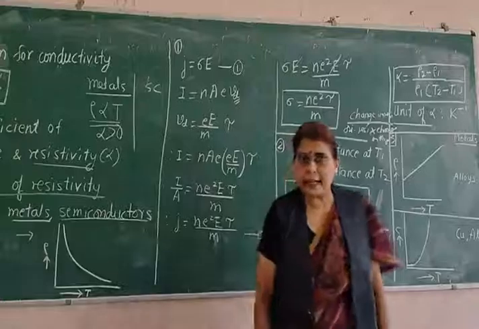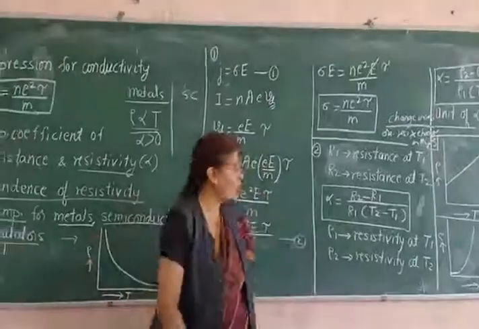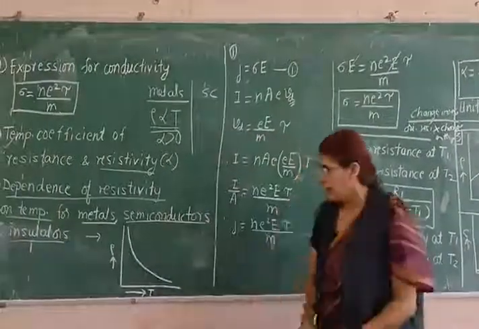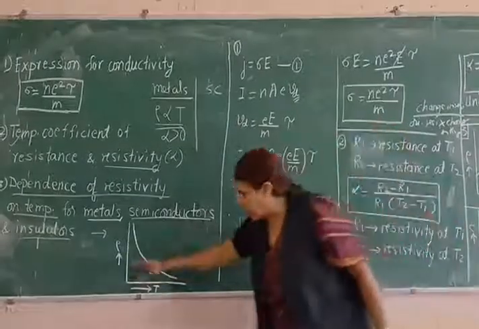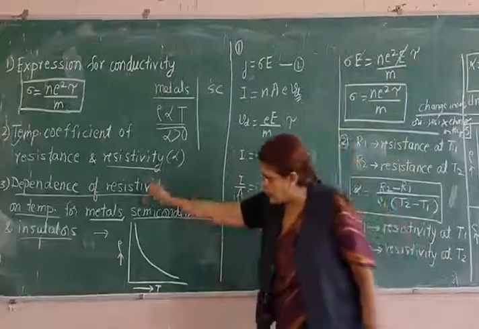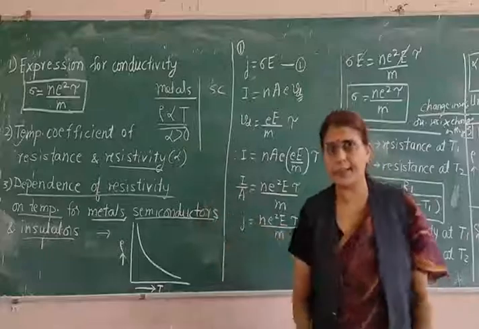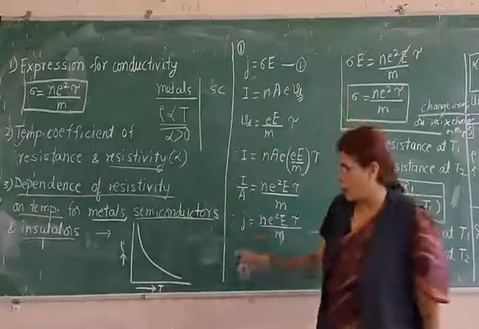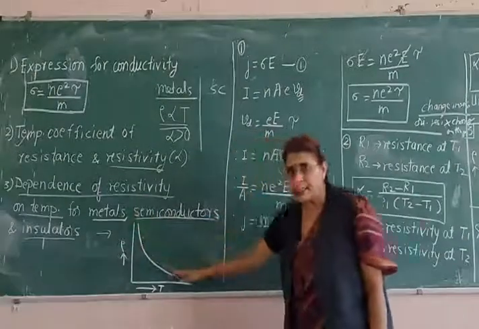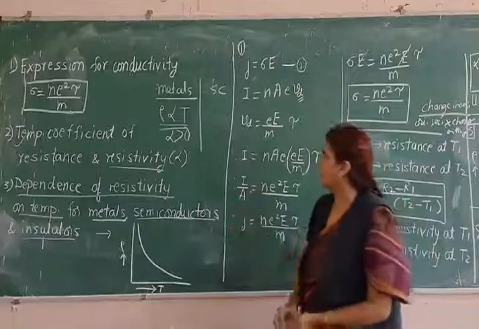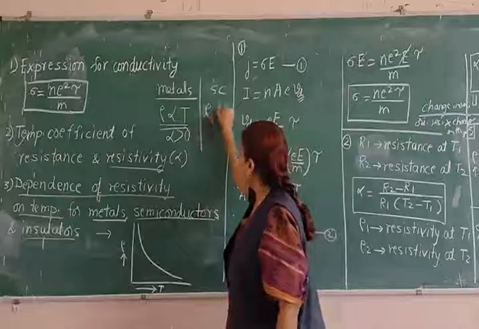Now, let us come to the second category. We shall take these two together, semiconductors and insulators. For both semiconductors and insulators, the variation is like this. What do you understand by the graph? As the temperature increases, resistivity goes on decreasing, in the form of a graph like this. This graphical decrease is called exponential decrease. So for insulators and semiconductors, resistivity exponentially decreases with temperature. So what is the conclusion? For semiconductors and insulators, you can say rho is inversely proportional to T.